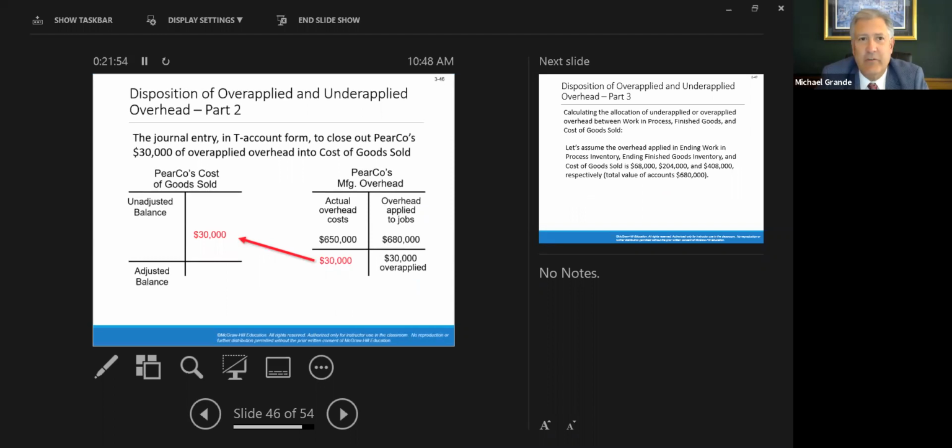Disposition of overapplied, underapplied. So the journal entry in T account form to close out Peerco's $30,000 of overapplied to the cost of goods sold. So you look at, on the right-hand side, Peerco's manufacturing overhead account. The actual cost was $650. The amount that was transferred out was $680. So they overapplied. So in order to zero out that account, they're going to debit manufacturing overhead to bring it to zero. And they close it to the cost of goods sold. In this case, credit the cost of goods sold.